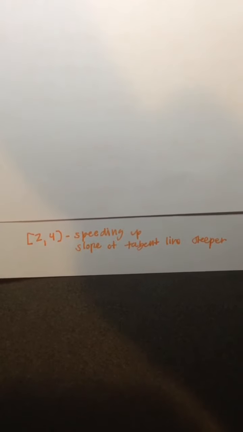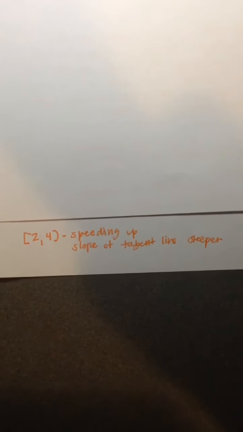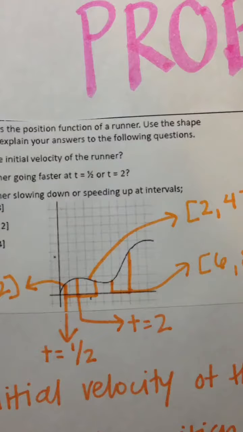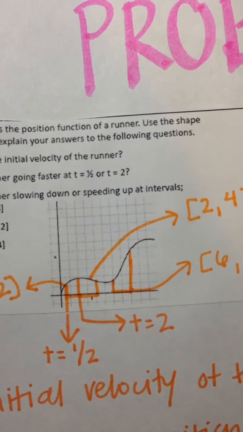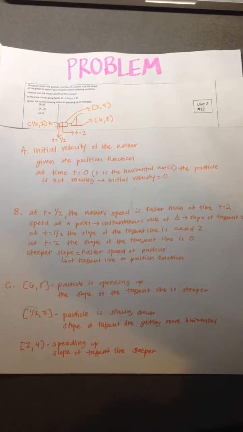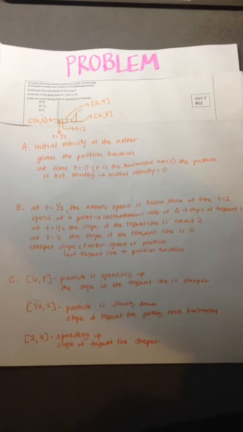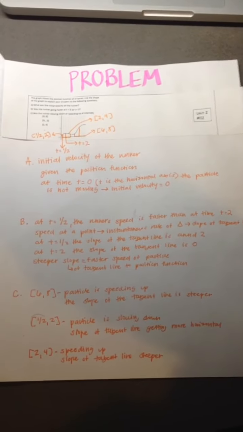Finally, from the interval t equals 2 to t equals 4, the particle is speeding up because the slope of the tangent line is steep. From 2 to 4, the slope of the tangent line is increasing, and therefore the particle is speeding up. So that is the problem from Unit 2, number 12, and I hope you understand it now.